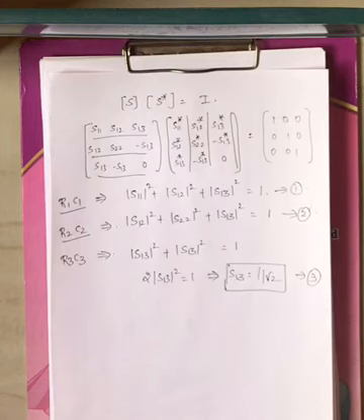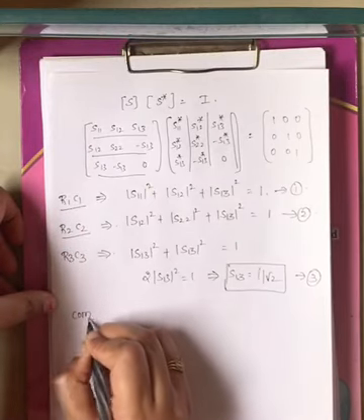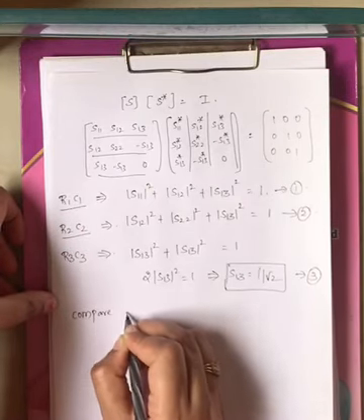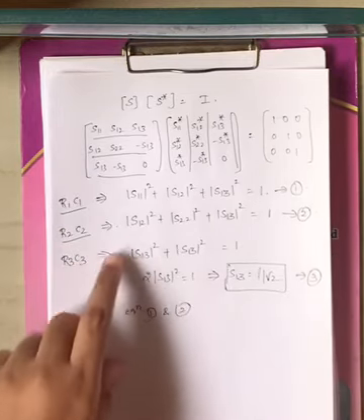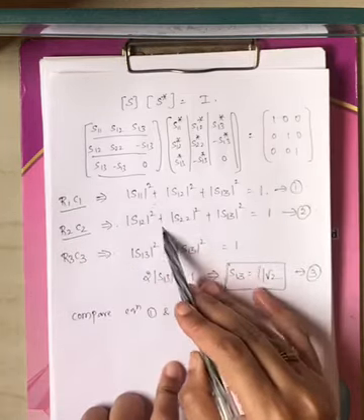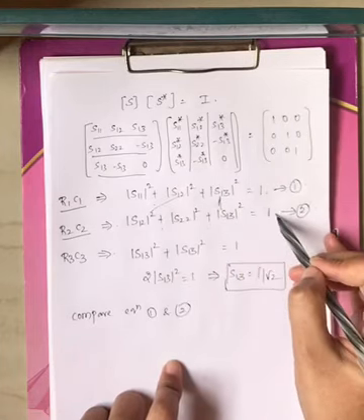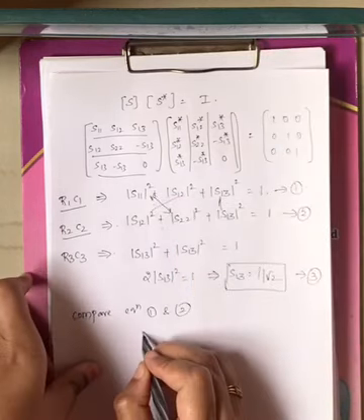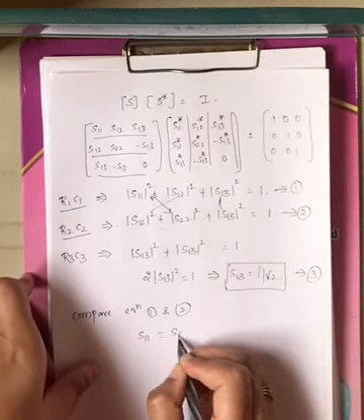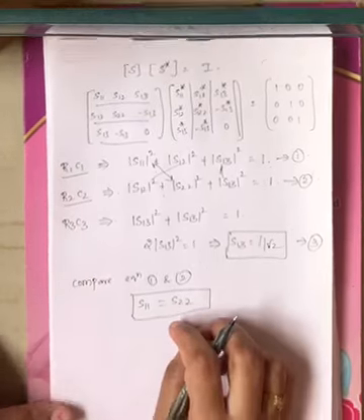Next we have to find the remaining scattering parameter values. Now compare equation 1 and equation 2. S12 square and S13 square equals 1 in both. What is equal? S11 equals S22. If I compare equations 1 and 2, you will get S11 equals S22, right?